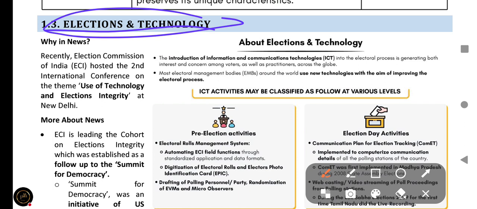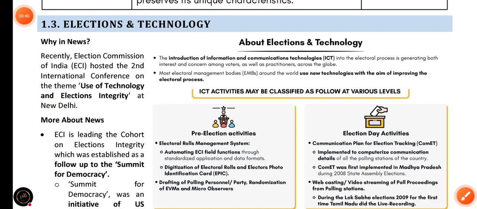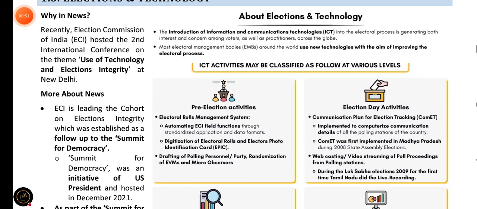Why was this in the news? The Election Commission of India hosted the second international conference on the theme Use of Technology and Elections Integrity at New Delhi. It was held in New Delhi.